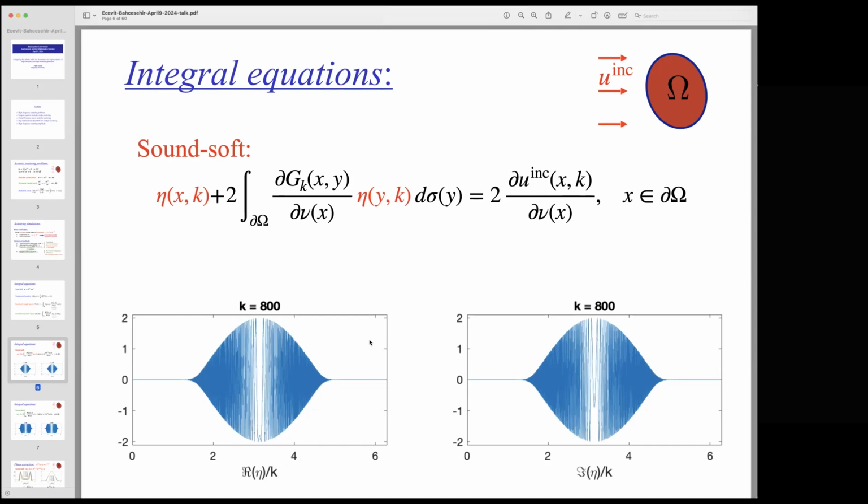But as you see, the solution decays to zero on some part of the boundary. It looks like it is zero. And on one part of the boundary, it is not zero, it is highly oscillatory. Geometrically, what is really happening here is, if you look at the figure on top right, there's a scatterer omega, and the incident field is coming from the left.